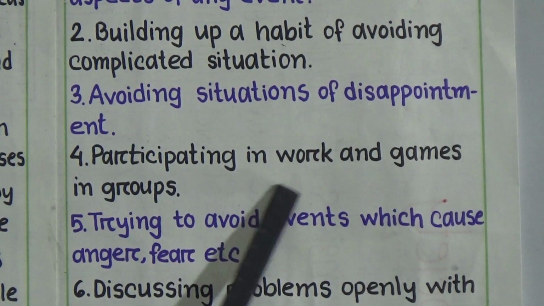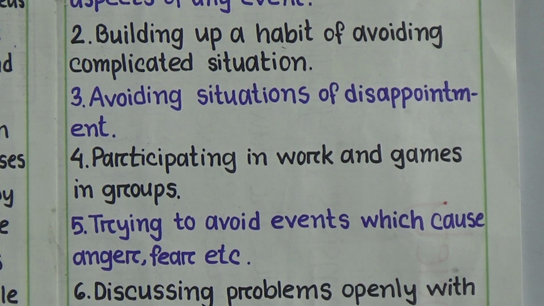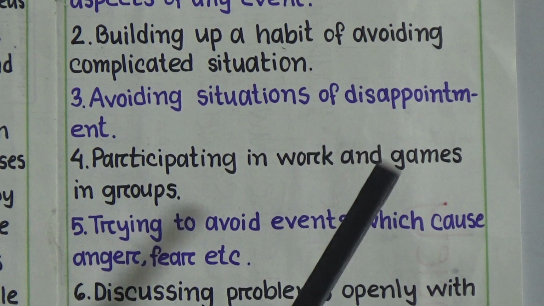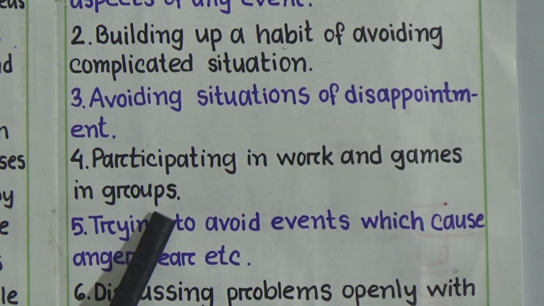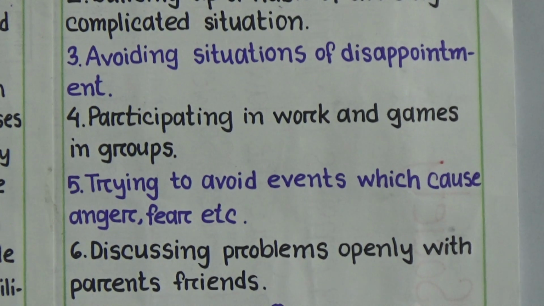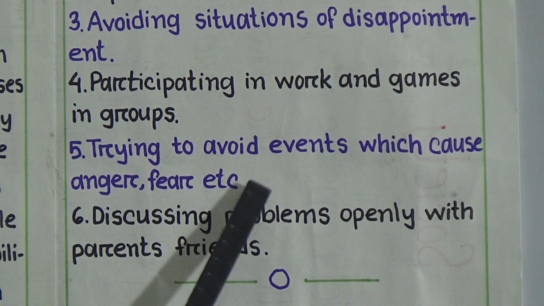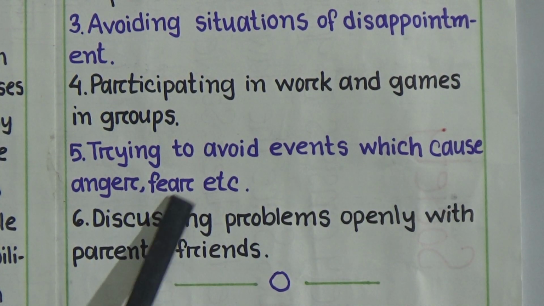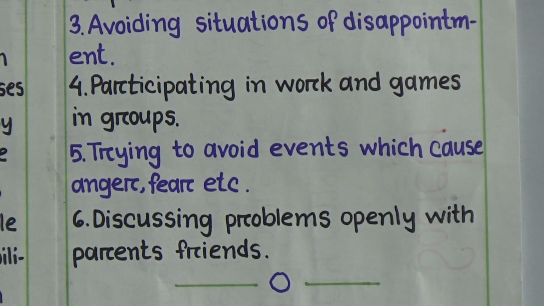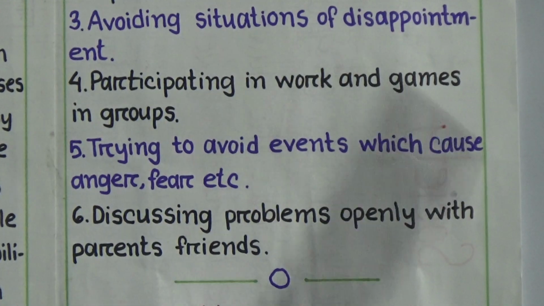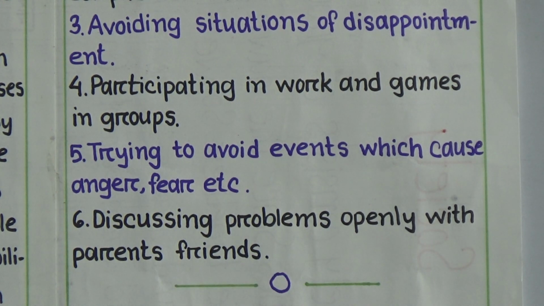Number 4, participating in work and games in groups. You know, in the time of puberty, participating in different kinds of works and games can keep us active, and we can control our emotion through it. Number 5, trying to avoid events which cause anger, fear, etc. So we have to avoid our anger, fear, and all types of bad emotions. Number 6, discussing problems openly with parents, friends. So we have to discuss every problem with our parents and with our friends.